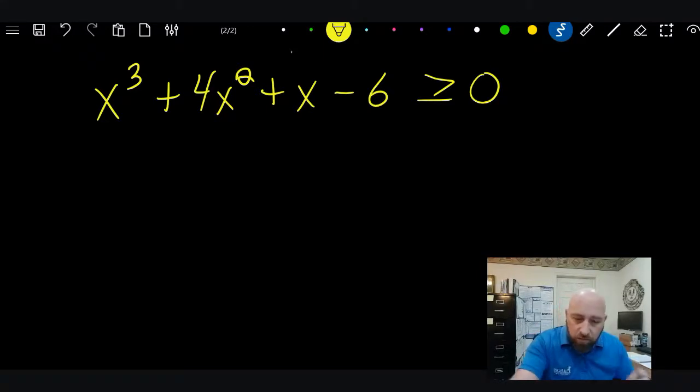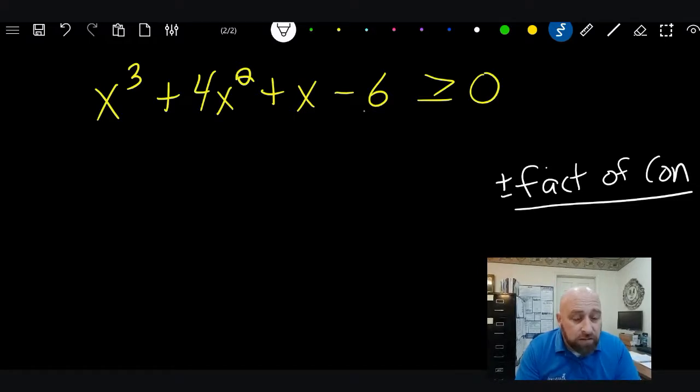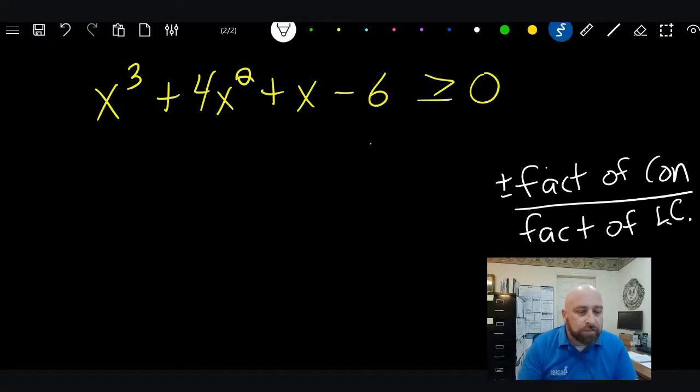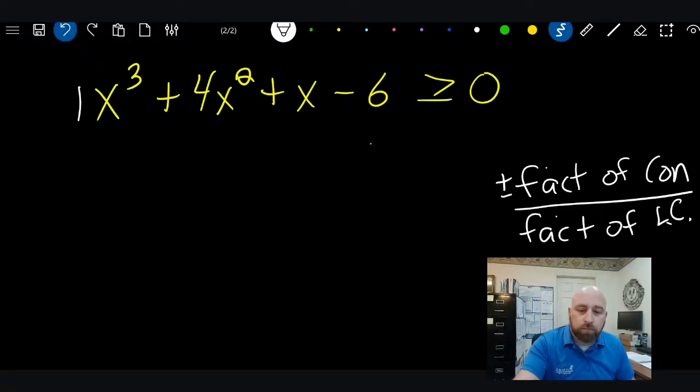And what that says is kind of what I reviewed just a second ago. If we take the factors of the constant, I'll put CON, over the factors of the leading coefficient, I'll call it the LC, plus or minus factors of the constant term, 6, over factors of the leading coefficient, in this case, 1. Those give me my possible zeros.